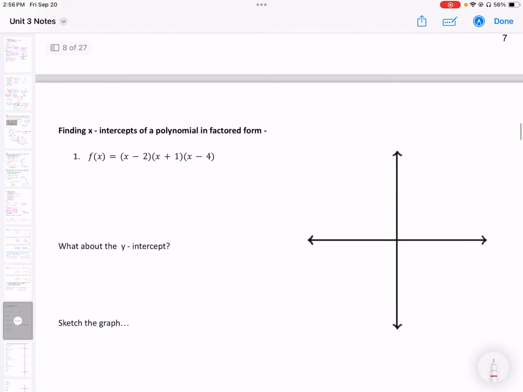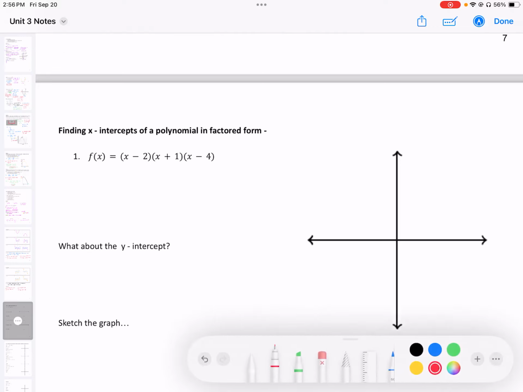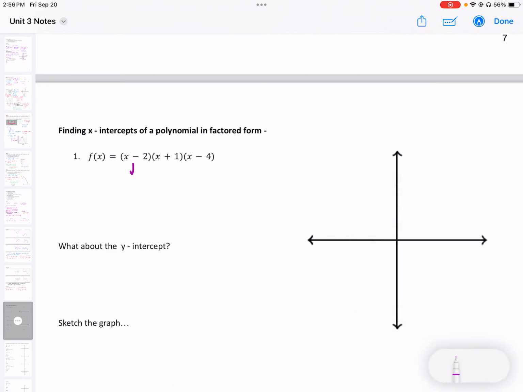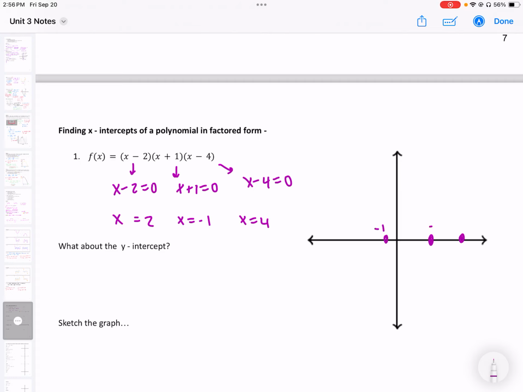If we want to find an x-intercept of a polynomial and it's in factored form, it looks really similar to working with a quadratic. All we need to do is set each of these equal to 0 and solve. That would mean we have 2, -1, and 4. I'll go ahead and sketch that. So let's say 2, 4, -1.